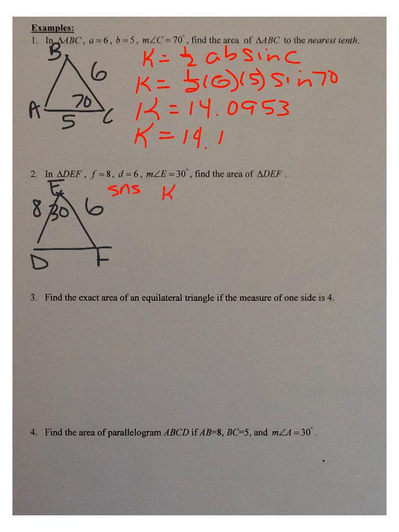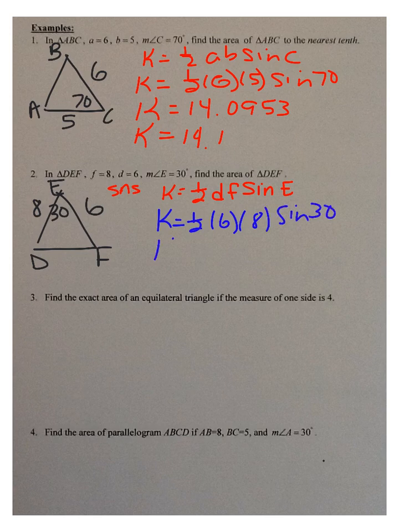So this is going to be K equals 1/2 D times F sine of angle E. So I get K is equal to 1/2 times 6 times 8 times sine of 30. Just plug that into your calculator all at one time, and we get 12.